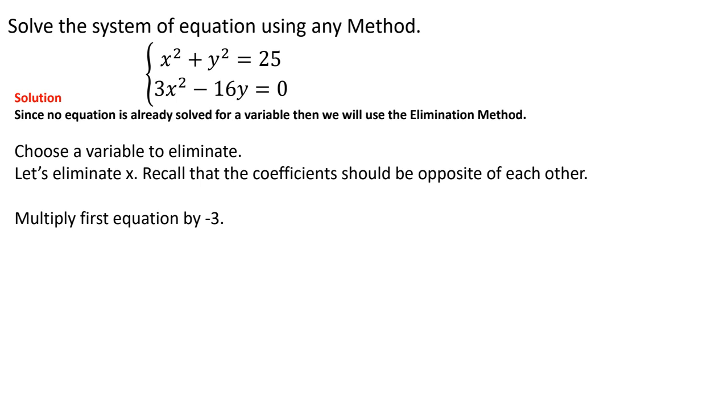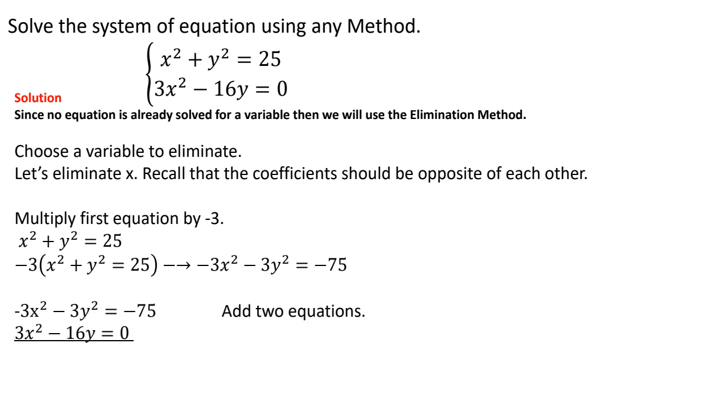Let's eliminate the x. To eliminate the x, I'm just going to multiply the first equation by -3. When I multiply -3 to the first equation, it gives me -3x squared minus 3y squared equals -75. I'm going to add this to equation 2, which is 3x squared minus 16y equals 0. So let's go ahead and add them. We have -3x squared plus 3x squared, so my x variable got eliminated.